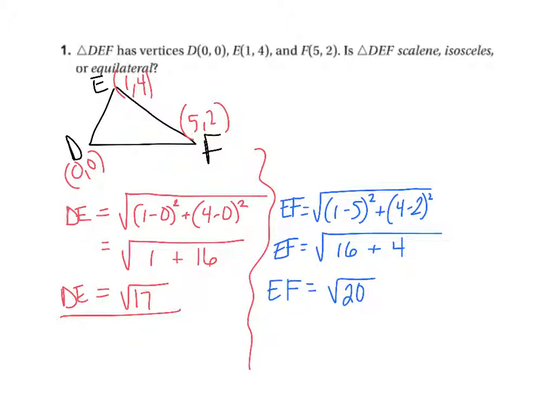Now I can reduce these, but ultimately I just want to know if they match, and they don't. So right now I could check off equilateral. It's not going to end up equilateral.